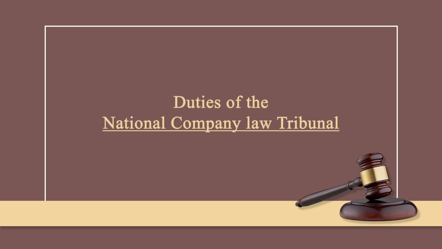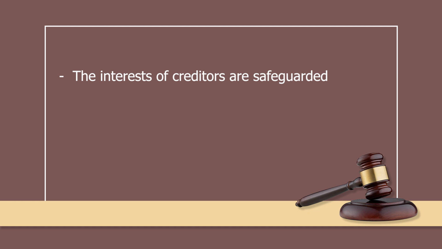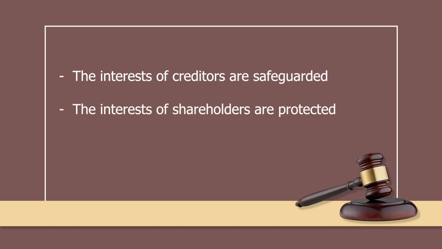Dear students, we shall now try and understand the duties of the National Company Law Tribunal. On hearing an application by a company to reduce its share capital, the National Company Law Tribunal must ensure that the reduction of capital is fair and equitable. In other words, the Tribunal shall consider certain aspects while sanctioning the reduction. These aspects are: the interests of the creditors are safeguarded, the interests of the shareholders are protected, and lastly, the public interest is taken care of.